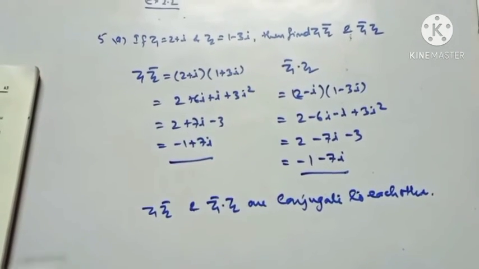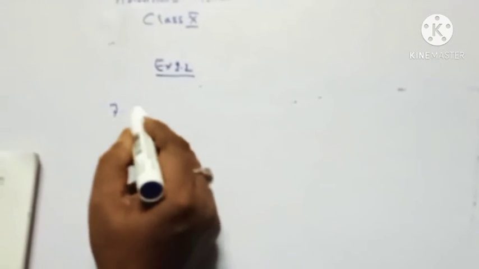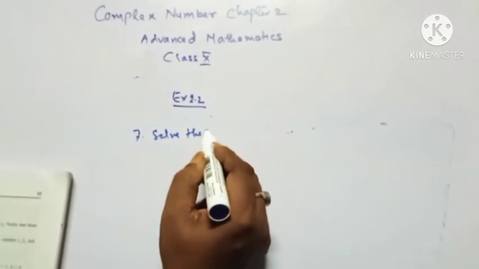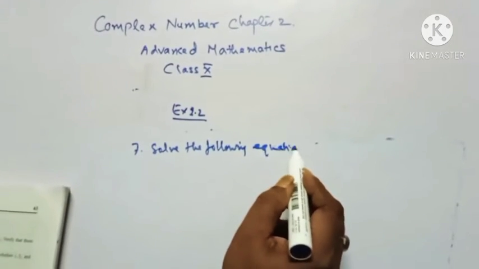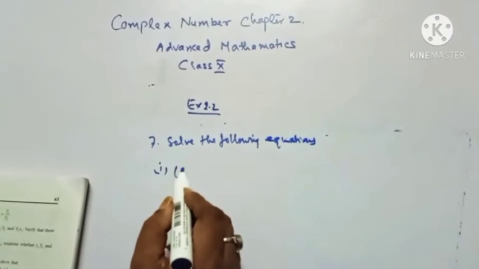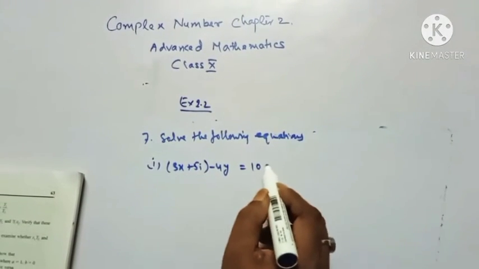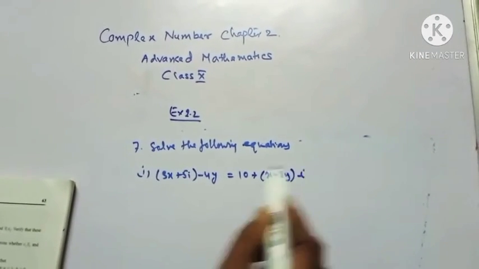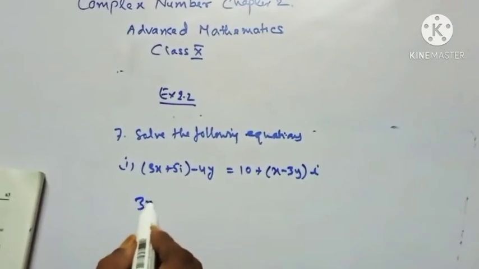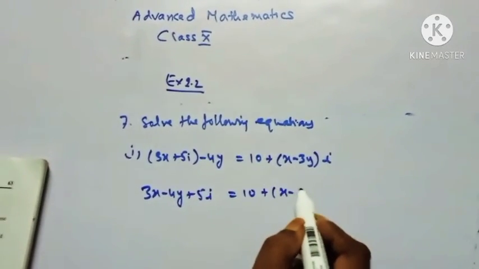Now I am going to question number 7. Solve the following equations. First, 3x plus 5i minus 4y is equal to 10 plus x minus 3yi. I will arrange it: 3x minus 4y plus 5i is equal to 10 plus x minus 3yi.